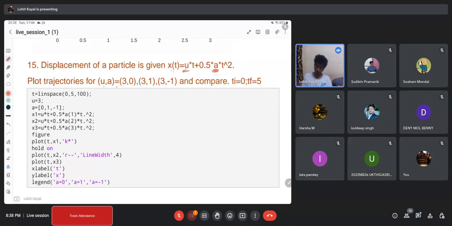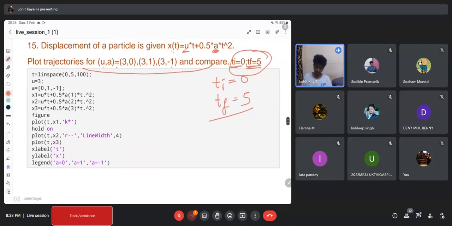So in the first case, u is 3, a is 0. That means this is uniform velocity. 3 comma 1 means the initial velocity is 3 and it is accelerating, this is +1. And this one, 3 comma -1, is decelerating. And compare for ti equal to 0, tf equal to 5. That means my initial time is 0 and t final is 5. So I have to compare these three conditions for this given time, and we can do this very easily.